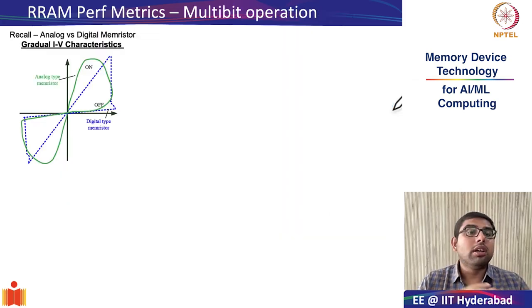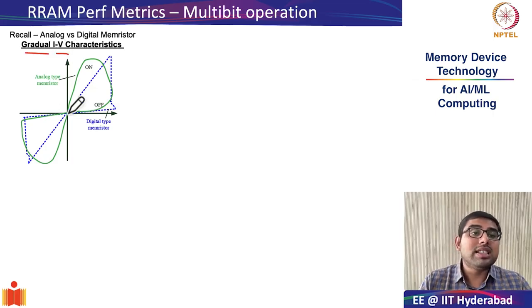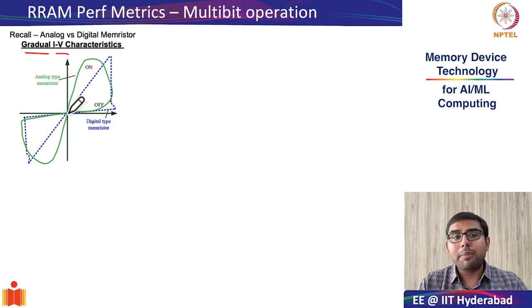Okay. The fourth performance metric that we will look at for RRAMs is that of multi-bit operation. Now, when we were studying memristor, I had alluded to the digital type of memristor and the analog type of memristor. Please try to recall, there we had studied that the gradual IV characteristics that we see in an analog type of memristor is what is responsible for giving us multi-bit characteristics.